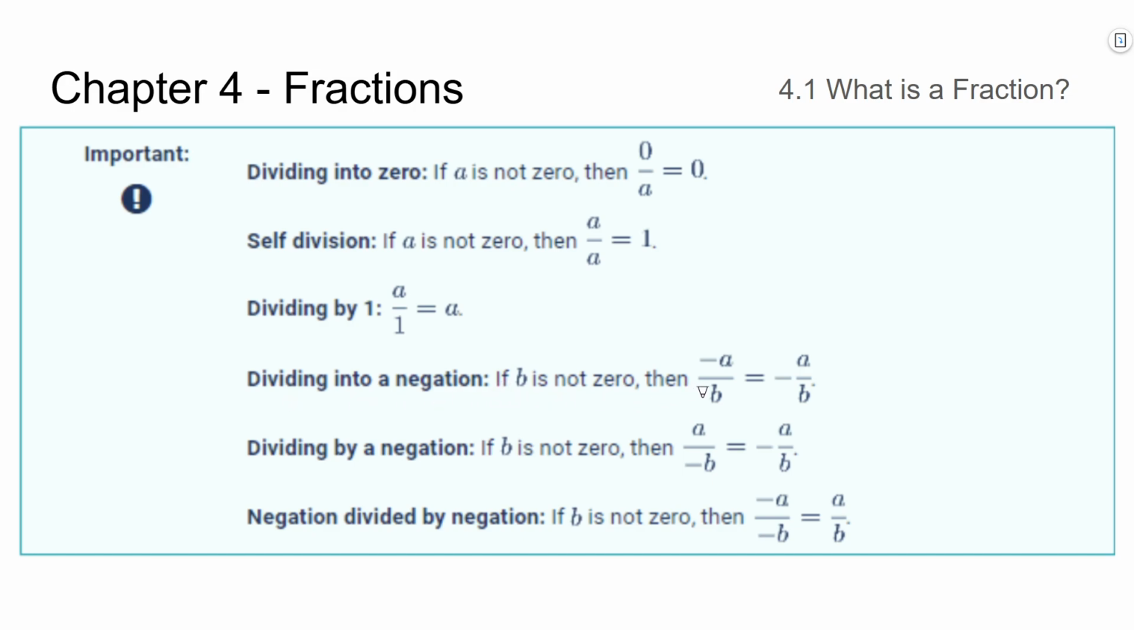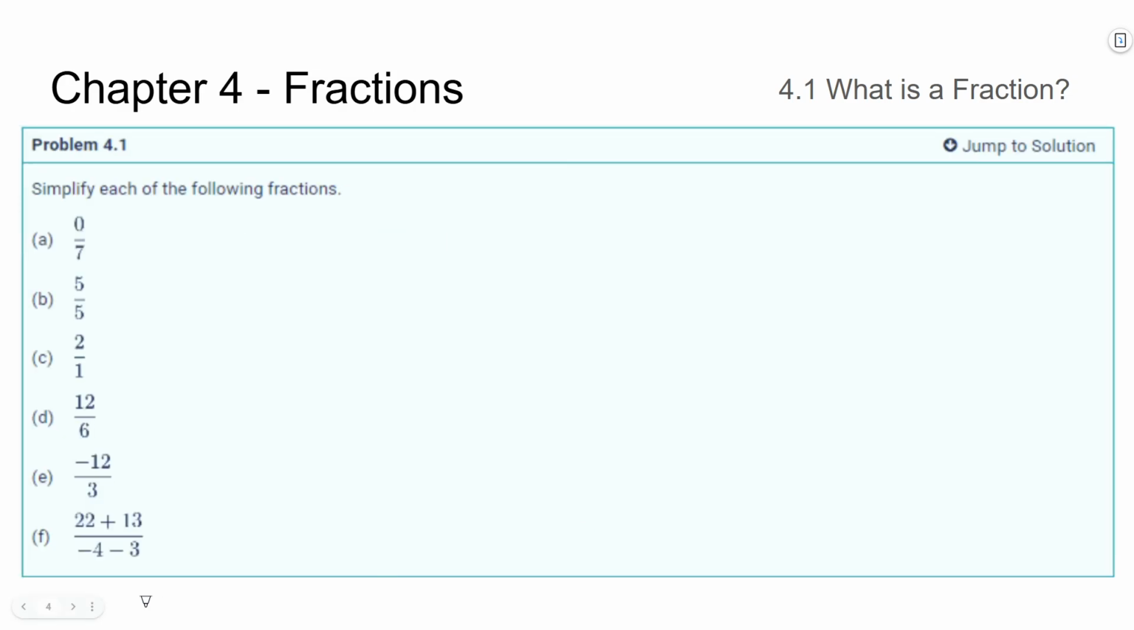And dividing into a negation, so a negative divided by a positive is going to be a negative, and a positive divided by a negative is also going to be a negative. A negative divided by a negative will be a positive. So important things to remember as we go forward. But getting started here on problem 4.1. So we're going to simplify each of these fractions using those rules from that last slide.